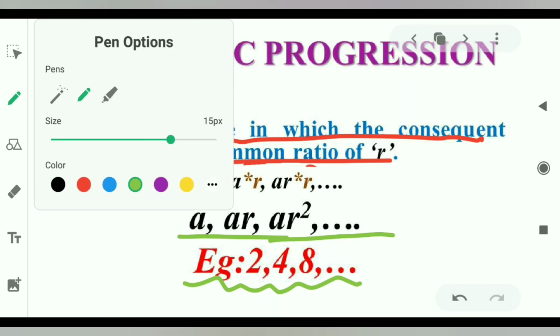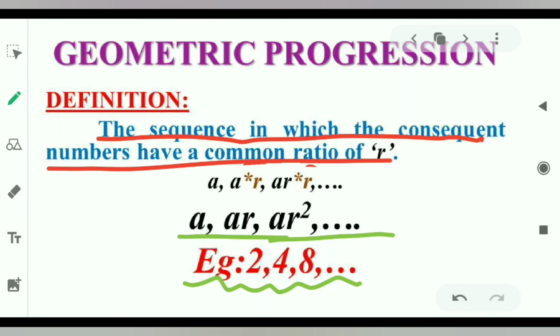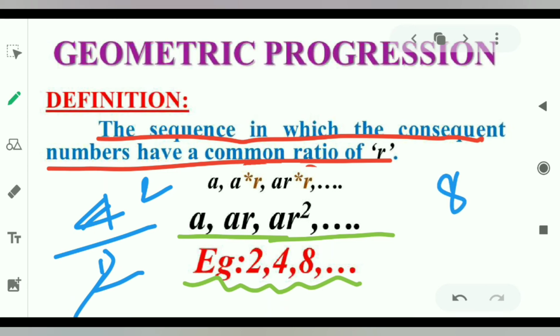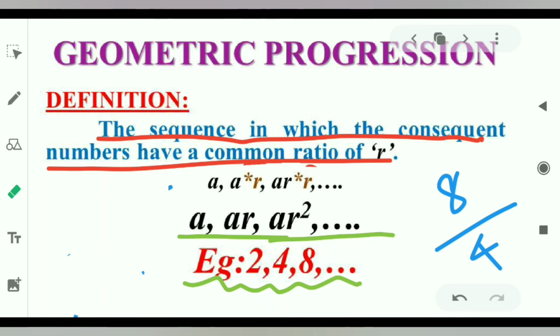What you have to do, you have to divide the second term by first term. 4 by 2, 2. Okay. Similarly, you can take any two consequent terms. You have to divide the current number by previous number. Otherwise, next term by previous term. Okay, 8 by 4 or 4 by 2. On dividing, we will get the common ratio as 2, right? Okay. In difficult sequence also, you use this method.